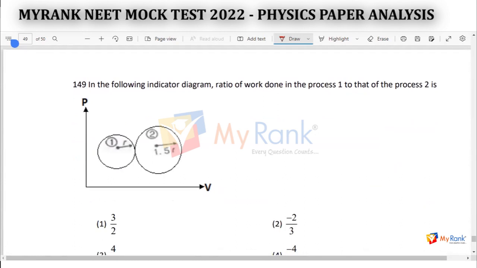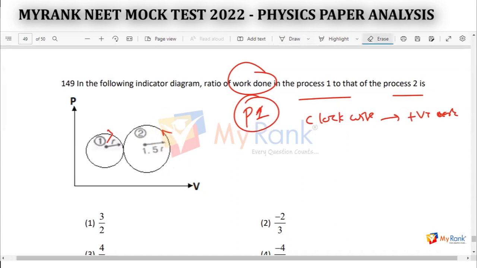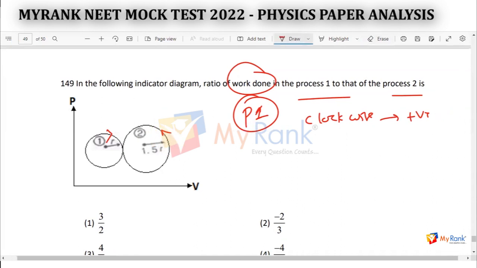Next. In the following indicator diagram, find the ratio of work done in process 1 to that of process 2. It should be read like this, students: clockwise or anti-clockwise. In process 1, clockwise, it is a positive work, students. That denotes positive work. In process 2, it is anti-clockwise.